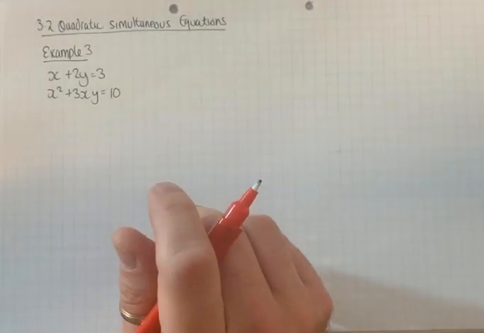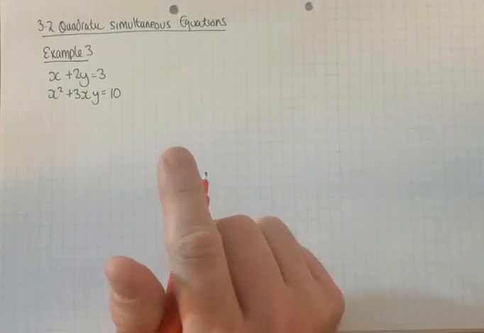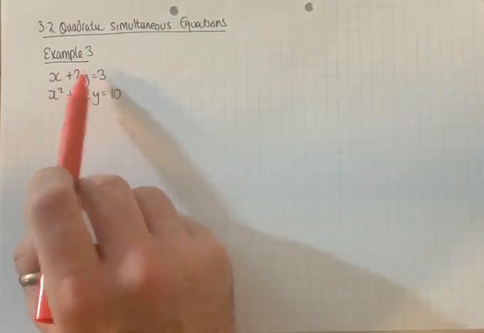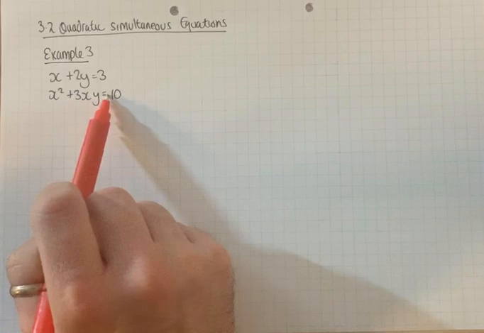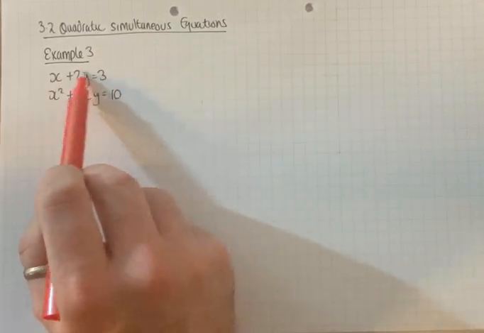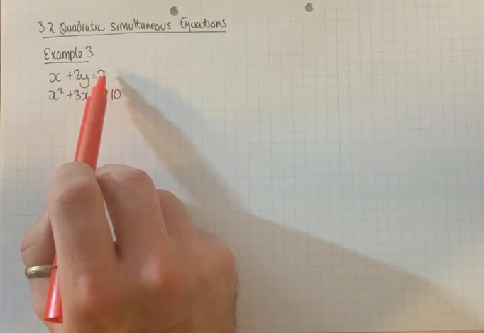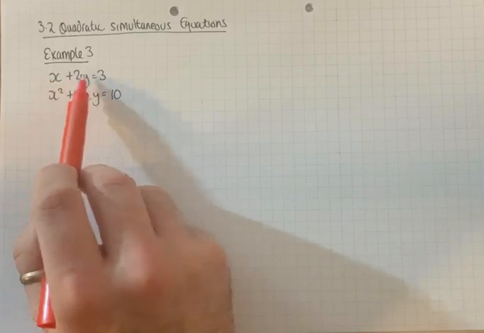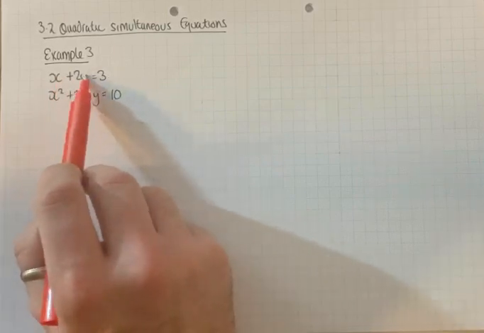So the second part of this chapter deals with quadratic simultaneous equations. That's where you have one linear equation, there's no square anywhere, and one quadratic equation. Now you always solve these in the same way. You take the linear equation and make x or y the subject, and then you substitute that into the second equation.